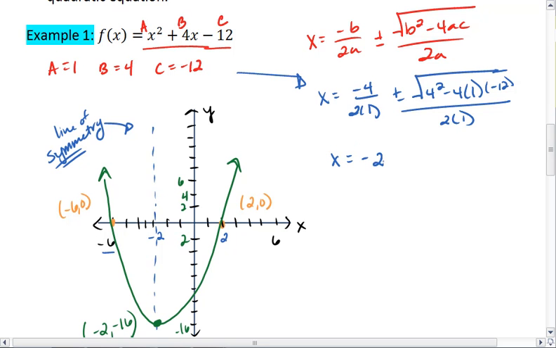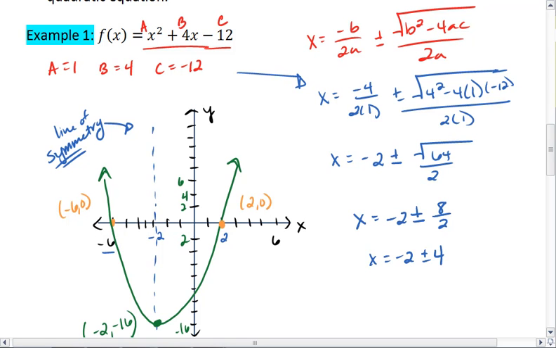We get negative 2 plus or minus 4 squared is 16. 4 times 12 is 48. 16 plus 48 is going to give us 64. So we get plus or minus the square root of 64 over 2. Notice 64 is a perfect square. So we get x equals negative 2 plus or minus 8 over 2. X equals negative 2 plus or minus 4.